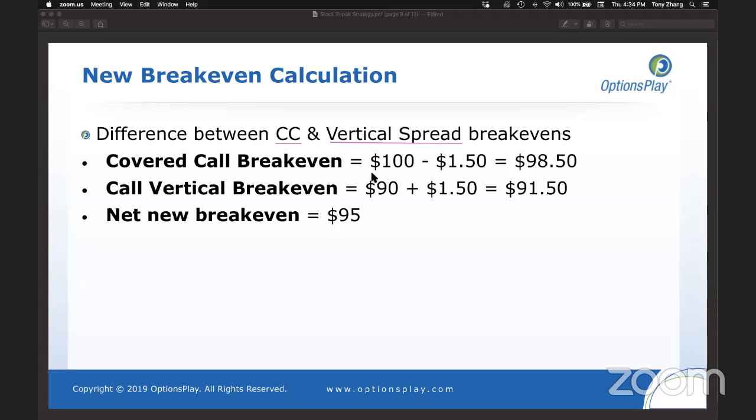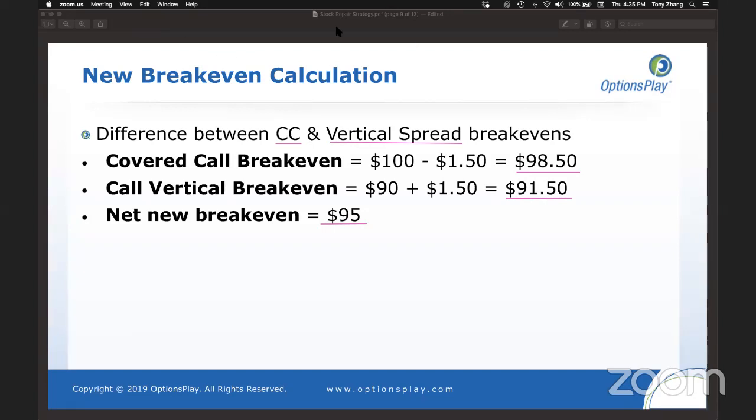So if I sold a covered call on a $100 stock and I collected $1.50, my break even on that covered call is $98.50. On my call vertical, because I spent $1.50 to purchase a 90-100 call vertical spread, my break even on that is $91.50. And the difference between those two is 95. So that would be my new break even on my overall trade.